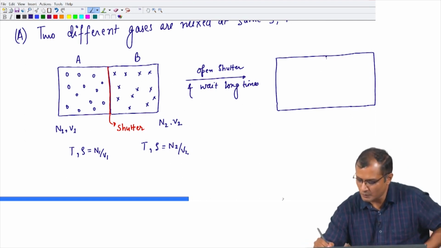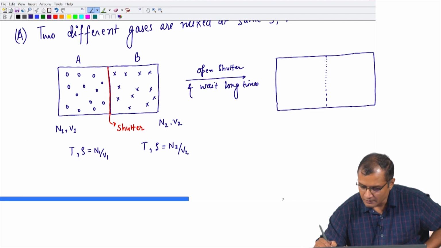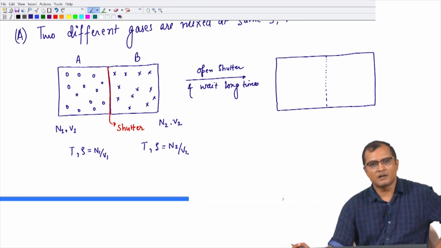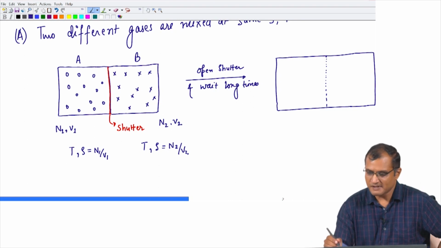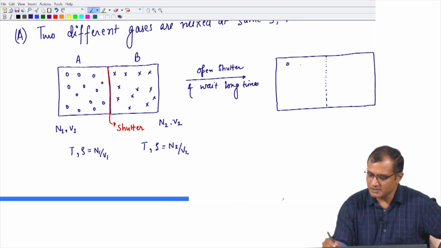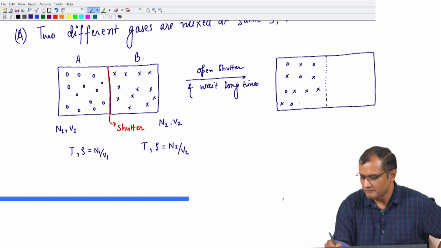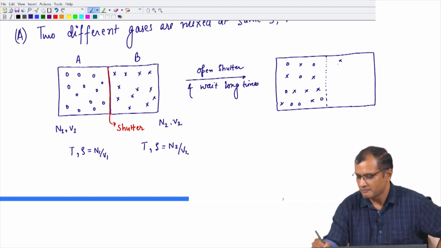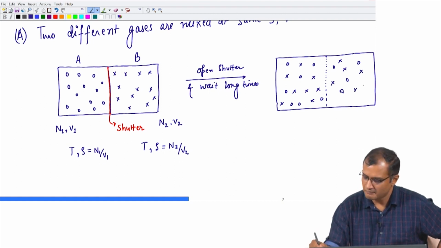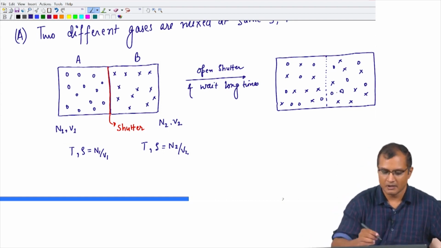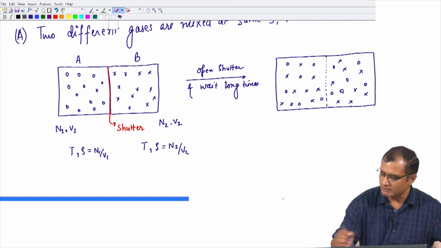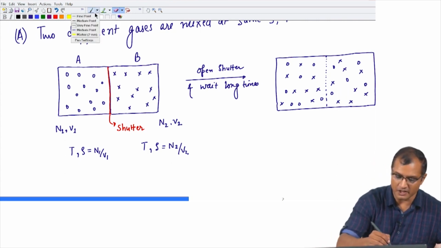So, the shutter has been opened. I am going to draw a virtual line to indicate that there was a shutter here, and what you will see after a very long time is that these two systems have mixed. Okay. And I am going to ask you one question: is this mixing reversible or irreversible?